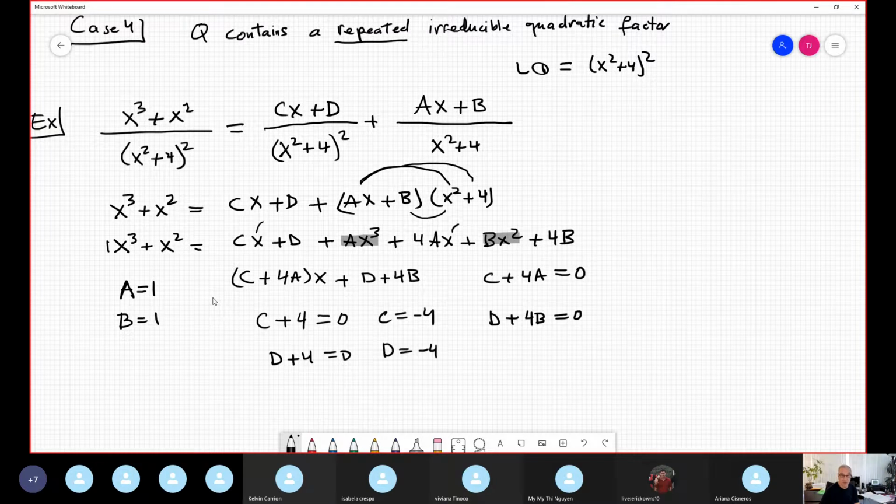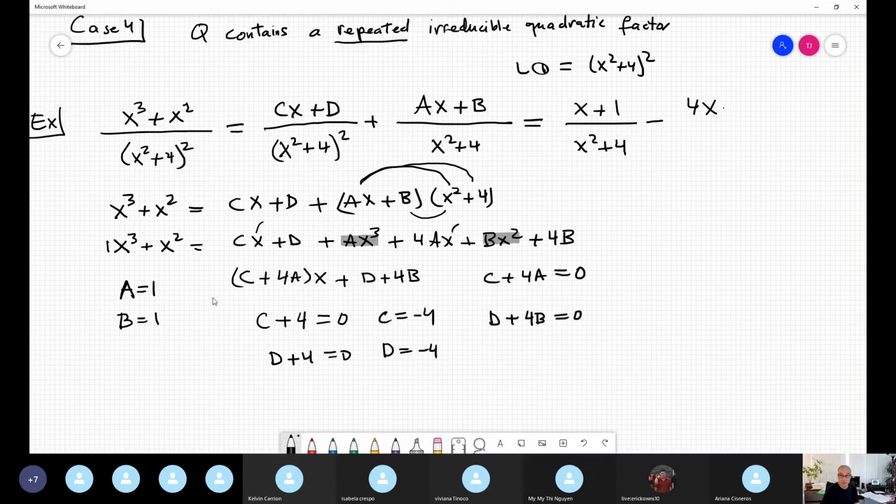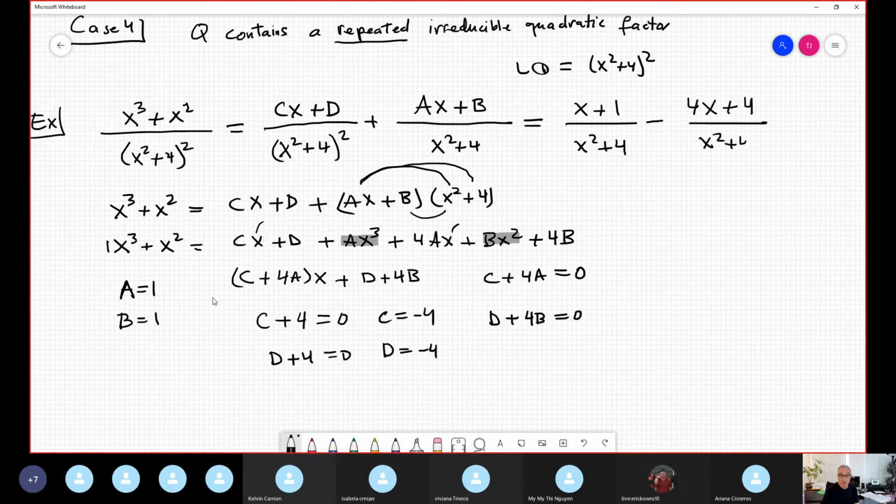So what is my final answer? A is 1 and B is 1. This is x plus 1 divided by x squared plus 4. And C and D is the same value, -4. Nice. I recommend putting the negative outside, and you put 4x plus 4 divided by x squared plus 4 squared. Final answer. Beautiful final answer.